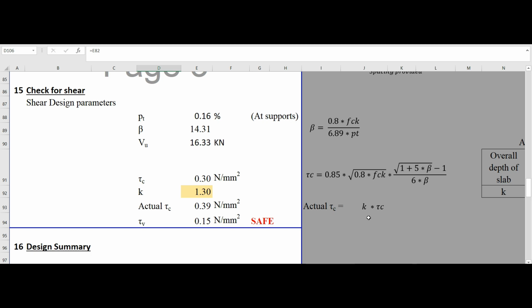If in case the slab fails in shear, then we will increase the depth of the slab to avoid the design of shear reinforcement.